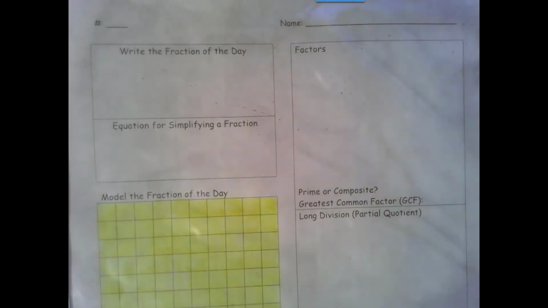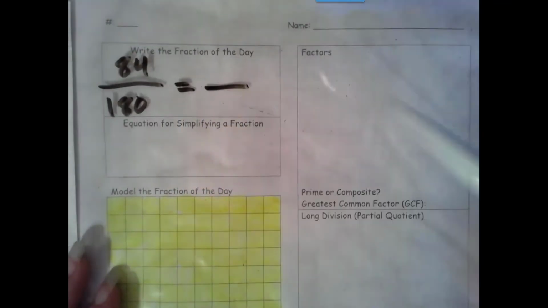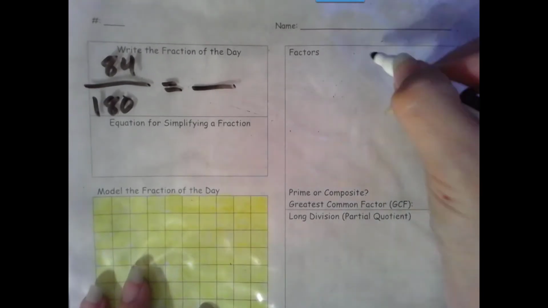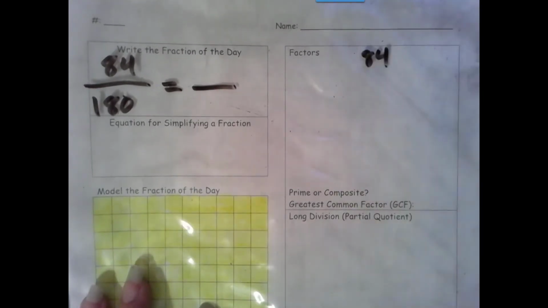Let's go ahead and get down our beginning fraction. Our denominator is 180 because that's the total amount of school days. And we are on day 84. Okay, let's find the factors of our numerator, which is 84.